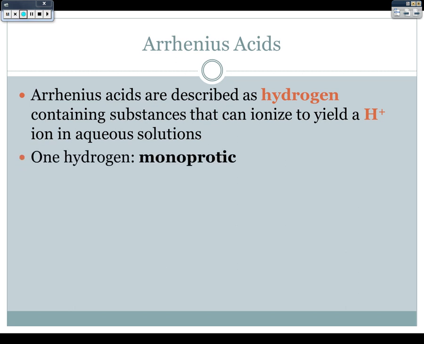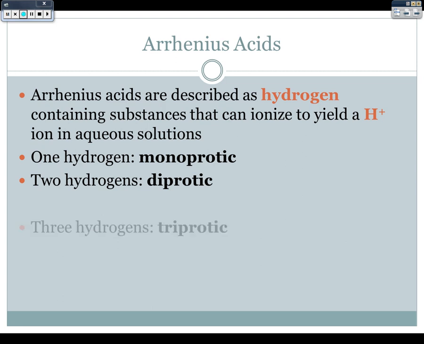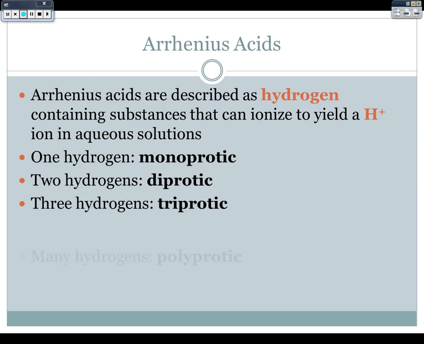Now, we like to talk about these because different compounds contain different numbers of hydrogens, and so we like to talk about them and name them in a certain way. Now remember, a hydrogen atom is the same as a proton, and so we like to think of one hydrogen as monoprotic, or single proton. Two hydrogens are diprotic, three are triprotic, and many hydrogens means polyprotic.